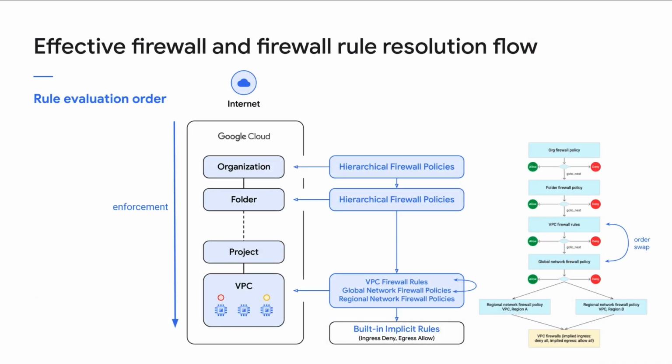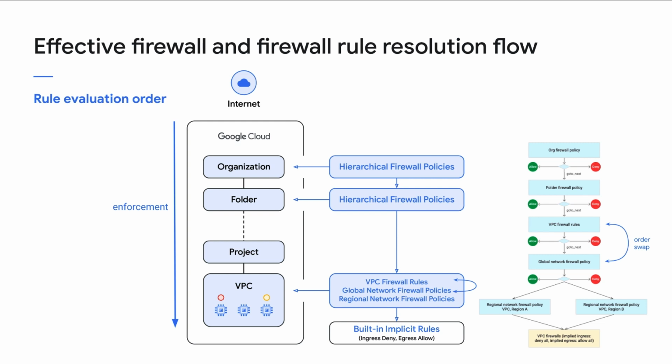If we show the full picture here, you can see all our firewall layers. We have now hierarchical firewall policies, which can be applied at the organization and folder levels and are very useful to establish your common security requirements. And now we have VPC firewall rules and network firewall policies applied at the VPC level. If you use our classic VPC firewall rules, those will continue to work. They will be evaluated first, then global network firewall policies, and next regional network firewall policies.